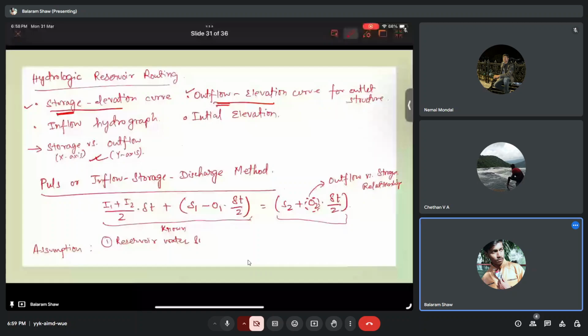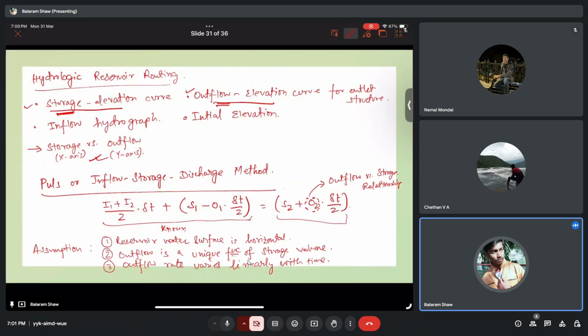Can anyone tell me? So you can see this is applicable when the reservoir water surface is horizontal, and hence when there is a sharper gradient, like let's say 0.57 meter per kilometer, then we can't use this pulse method or inflow storage discharge method. It is also not suitable for river or channel reaches with time varying boundaries. Let's say if tides happen, or if there are rapidly changing hydrographs, for let's say dam breaks and all, for that case we can't use this pulse method.